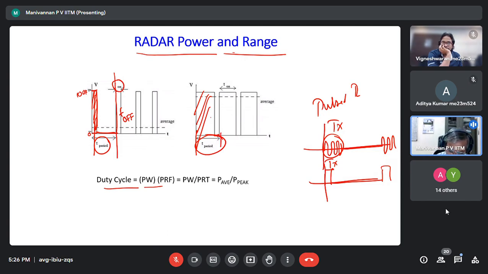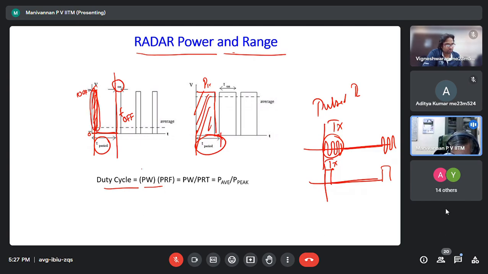Correct? Off time is very small. So here, please see that the peak power transmitted is higher here. Correct? So you are sending for a large amount of time. Total power transmitted is big. Here, total power transmitted is very small.